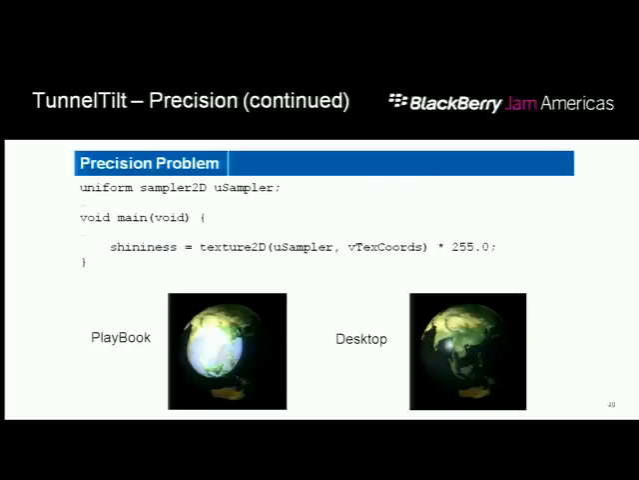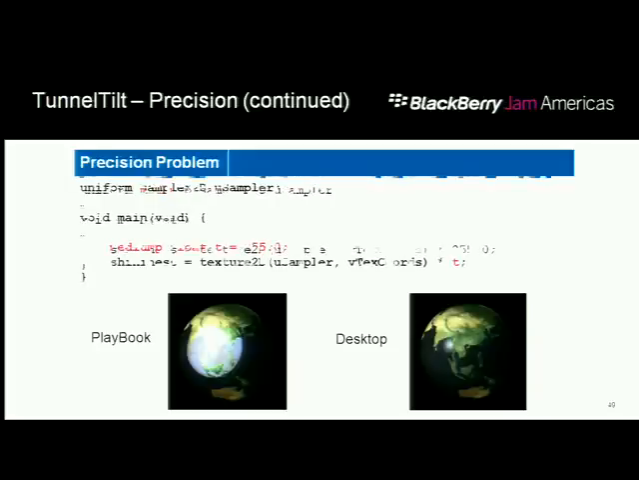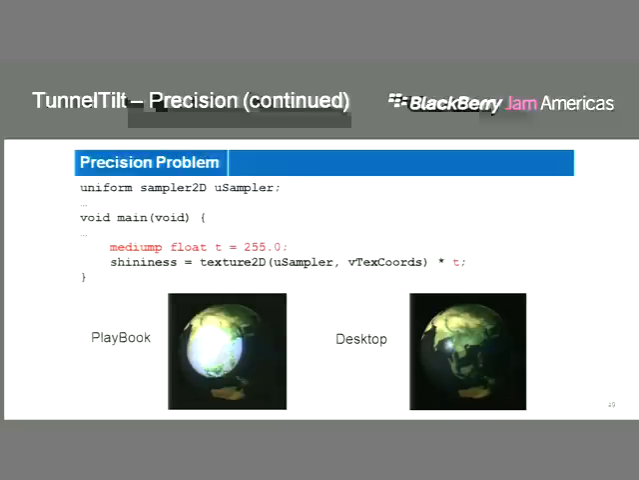So there's a couple of ways of fixing this. One, we could increase the precision of our sampler, which we really don't want to do, because that might hurt performance. But instead, what we can do is specify a precision for that 255, and a low precision value times the medium precision value will guarantee to generate a medium precision value. So that actually fixes the artifact.